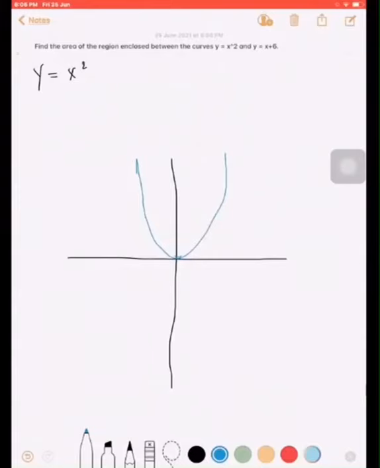And y equals x plus 6 is the equation of the straight line, which makes an angle of 45 degrees with the x-axis and has intercepts of -6 and 6 with the x and y axes respectively. So let's draw 1, 2, 3, 4, 5, 6.